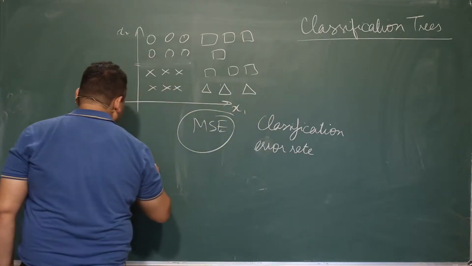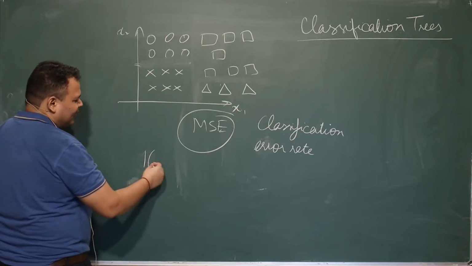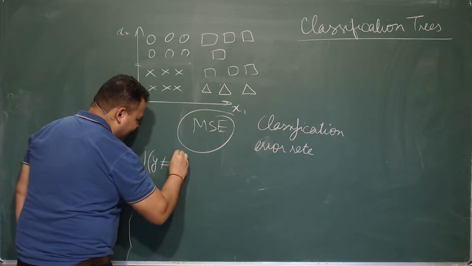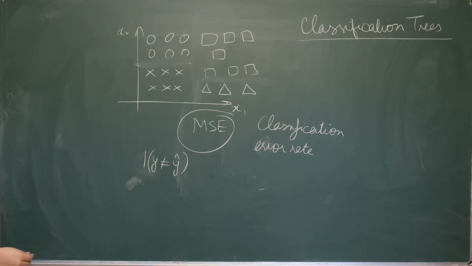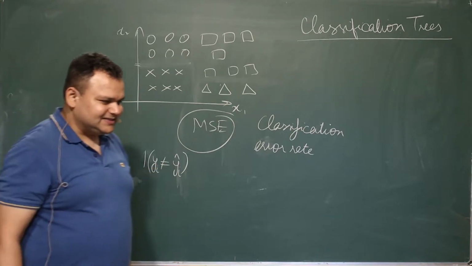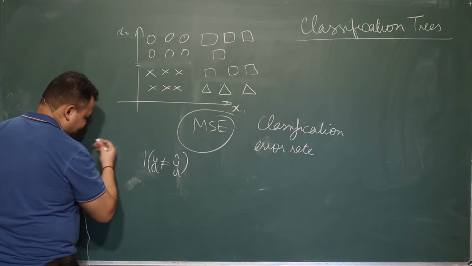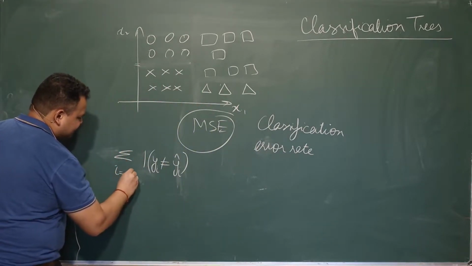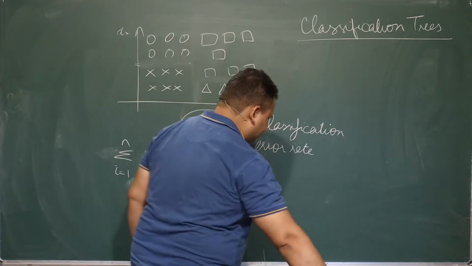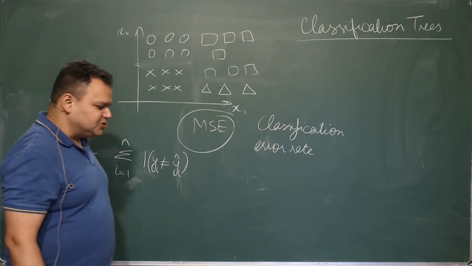We defined a function called 1 where yi is not equal to yi hat. This is your error. So sigma i equals 1 to n. Your total error is going to be the sum over all the observations.